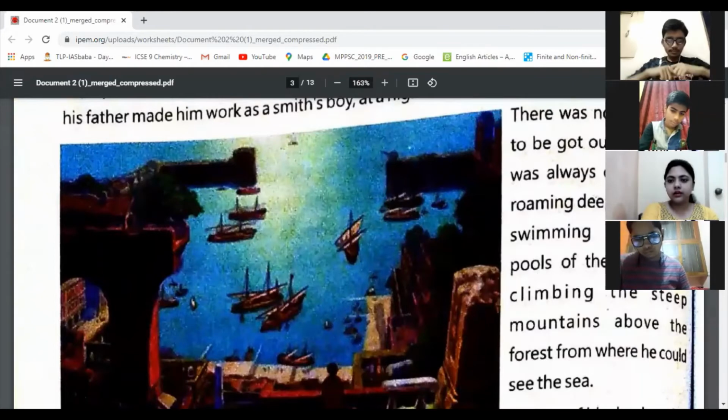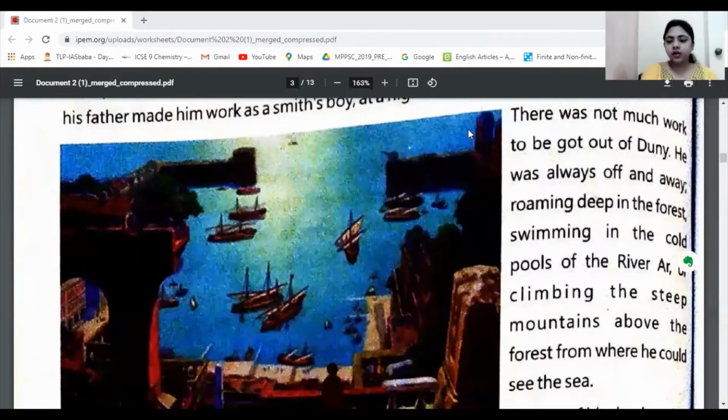All right, so Duni used to do other things. He used to escape from working as a helper to his father. There was not much work to be got out of Duni because he was not to be found around all the time. He was always away, sometimes roaming deep in the forest, swimming in the cold pools of the river R. This river is also important. The name of the river is R. Or he used to climb the steep mountains above the forest, reach the zenith of the mountain, and look down at the sea.